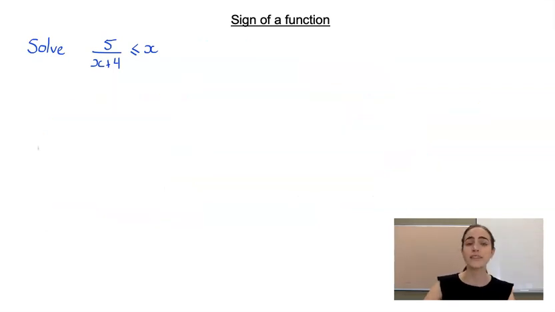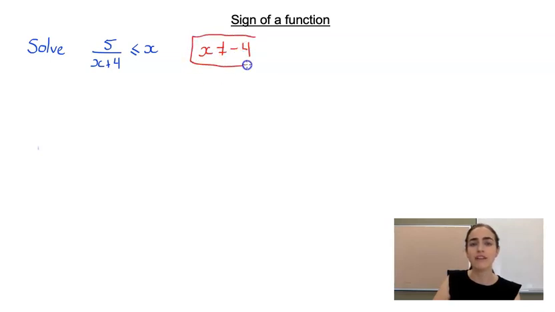All right, so that's one method to get that solution. I'm going to have a look at the same problem, but using a table of signs. So the first thing we probably should have done last time as well is recognize that x can never be equal to -4. Write that somewhere nice and big and obvious so you don't forget it at the end of the question.